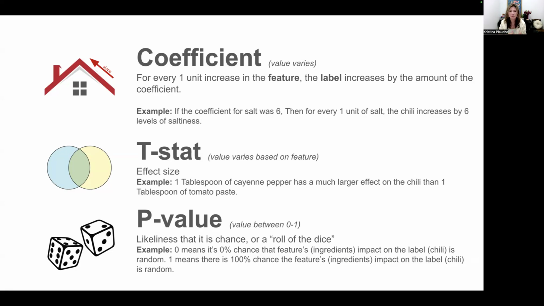Now, the T-stat is the effect size. I envision a Venn diagram. The effect size is where the 2 circles overlap. And 1 circle is the feature and the other one is the label.